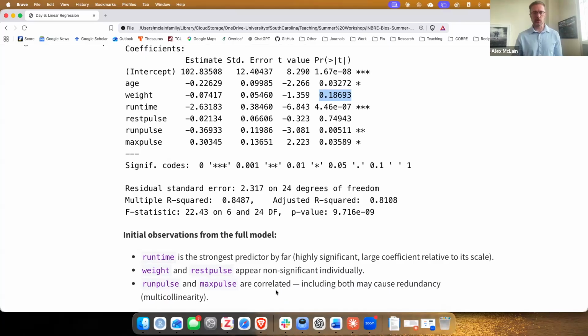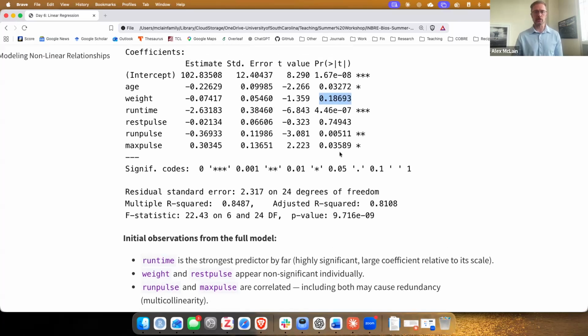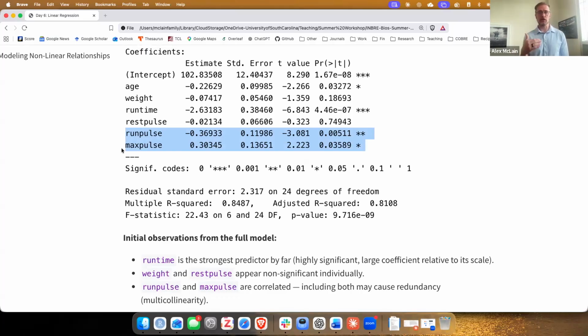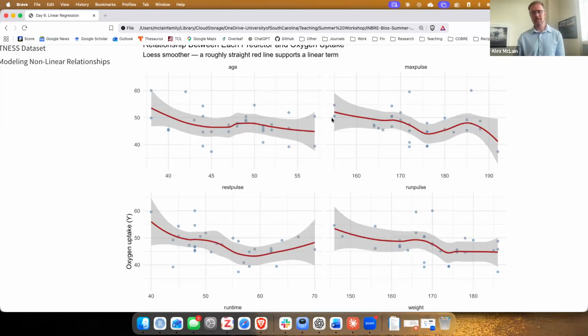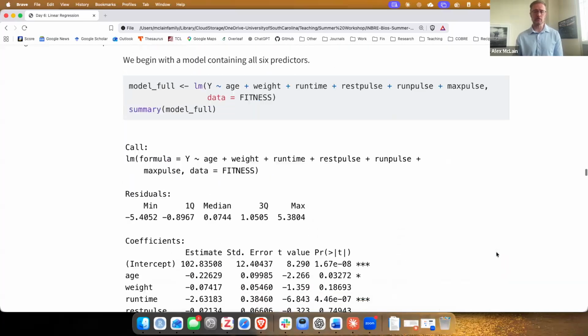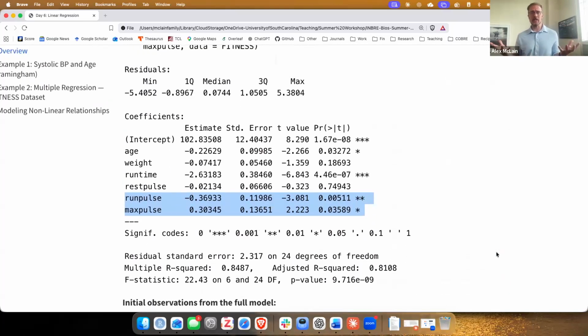Run pulse and max pulse are correlated, so including both may cause redundancy. This is multicollinearity. So what we see here is that run pulse has a negative relationship, so higher running pulse, lower VO2 max. Max pulse has a positive relationship, higher max pulse, higher VO2 max. If we look at the figures here, max pulse appeared to have, if anything, a negative relationship. Run pulse also appeared to have a negative relationship. Why are we getting different signs here?